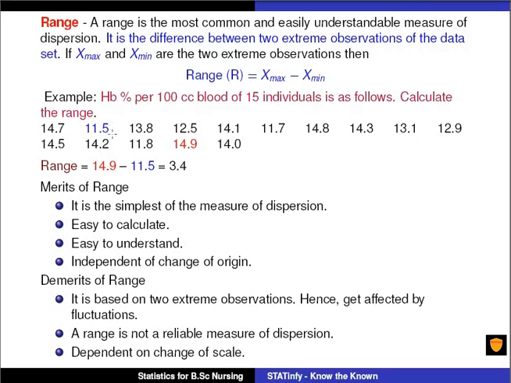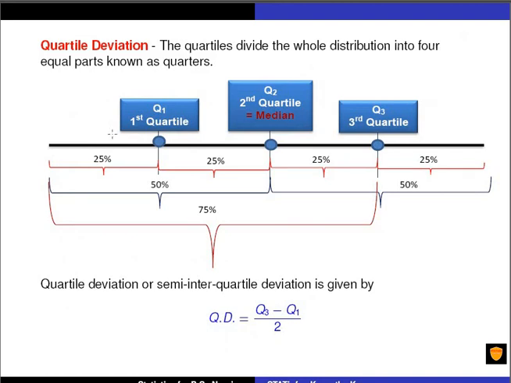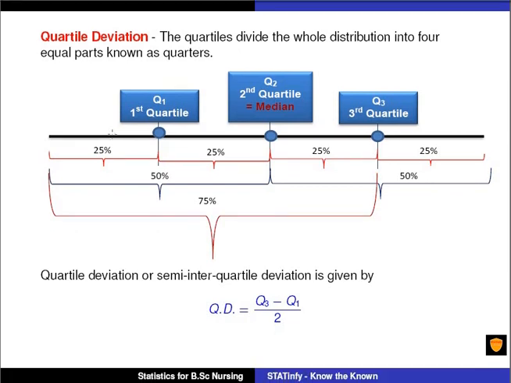Now we come to quartile deviation. So what is quartile deviation? Before saying what quartile deviation is, it is better to understand what quartiles are, because we have to use quartiles to get the measure of quartile deviation. So quartiles mean what? Quartiles divide the whole distribution or whole data set into four equal parts, and each of these equal parts is known as a quarter. For example, this is the data set and we draw lines like that.